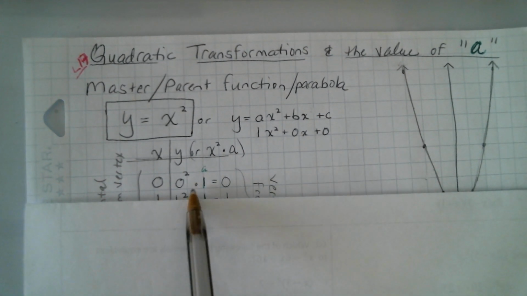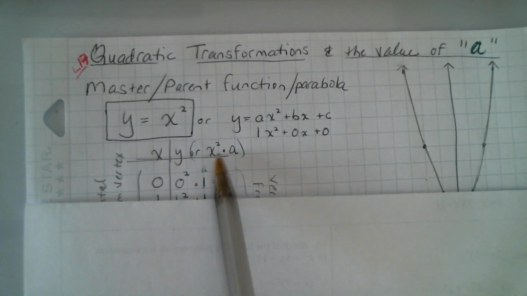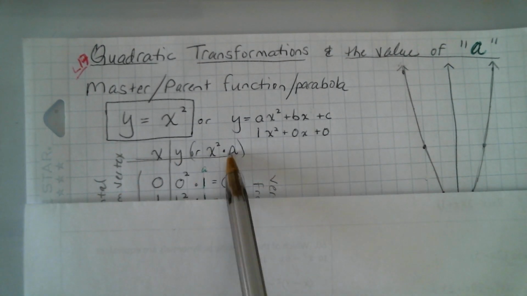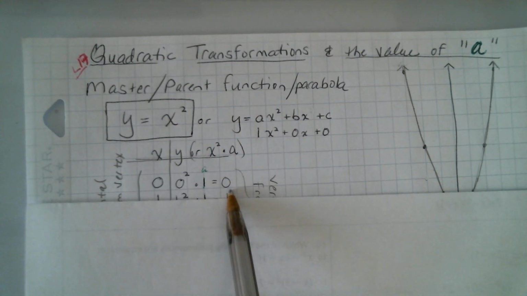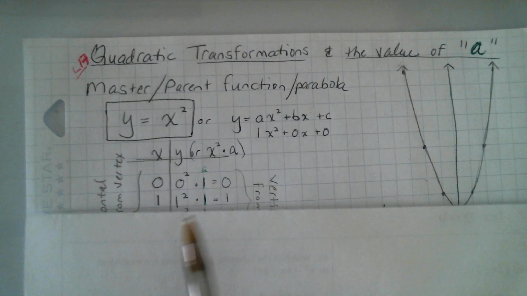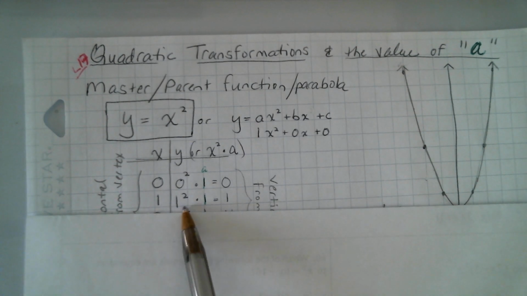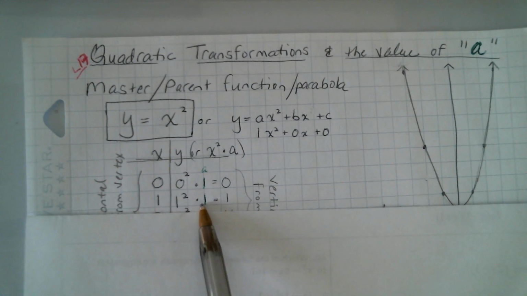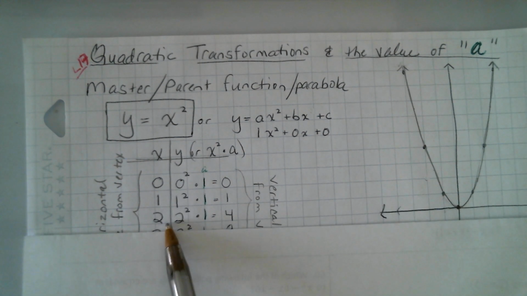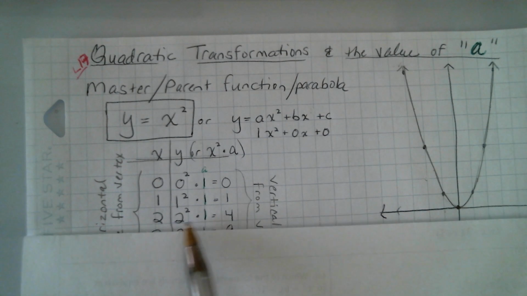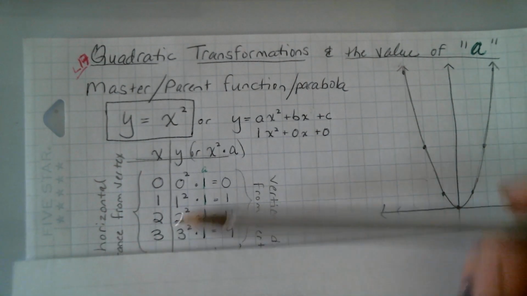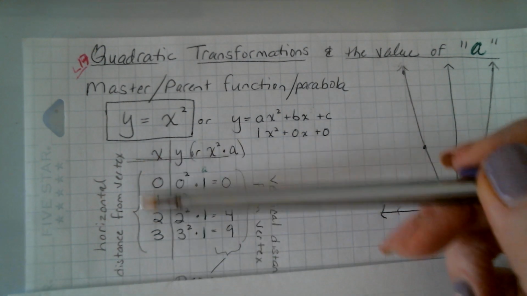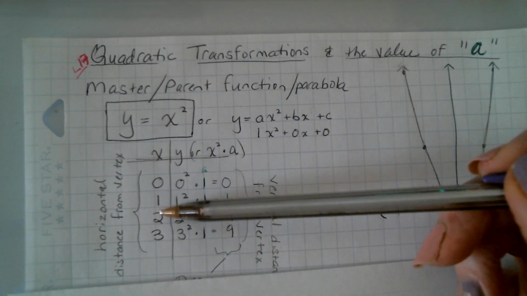When x is 0, y is x squared, so 0 squared. And if our a value is invisible, it's this one right here. We're multiplying it by 1. So 0, right? If x is 1, y is 1 squared times our a value of 1. When x is 2, y is 2 squared times our a value of 1, right? And so on, right?